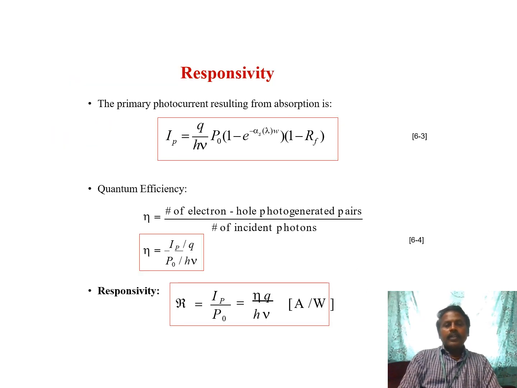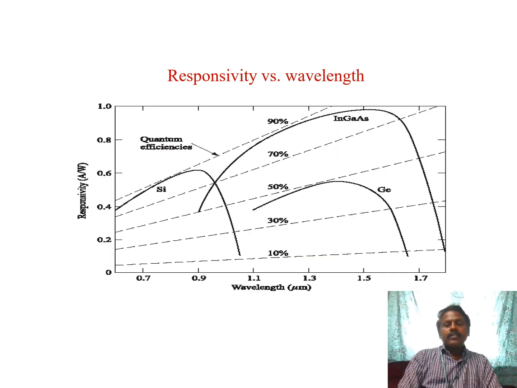Then the responsivity. The primary photocurrent resulting from the absorption is Ip equal to q divided by h nu, P naught into 1 minus e power minus alpha s of lambda W, into 1 minus R. Therefore, the quantum efficiency eta equals the number of electron hole pairs generated per incident photon. So the responsivity capital R equals Ip by P naught. This is a representation of responsivity versus wavelength, depending upon the percentage: 10, 30, 50, 70, 90 percent for germanium, silicon, indium gallium arsenide. So finally we can find the quantum efficiency.